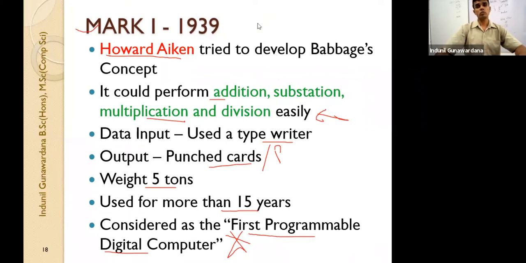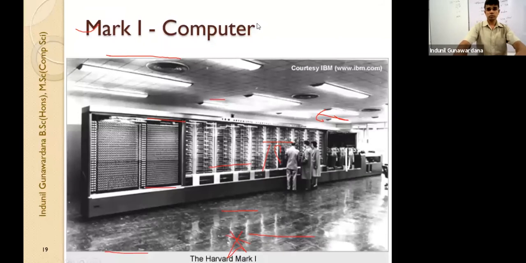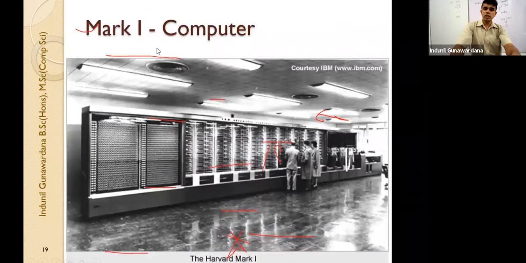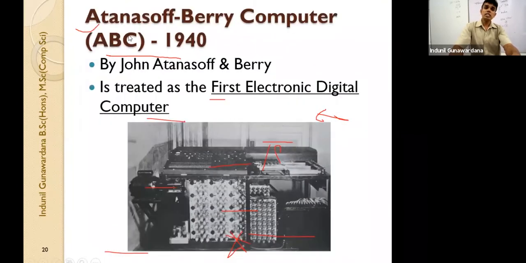I take those important points and highlight them in the book. Now this Mark 1 computer was made by Howard Aiken. It's a huge machine. It came into the world in 1939. Then after 1 year, the ABC computer came into the world.